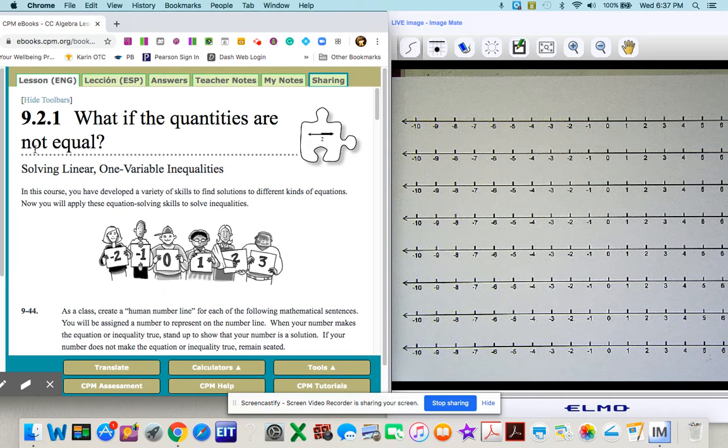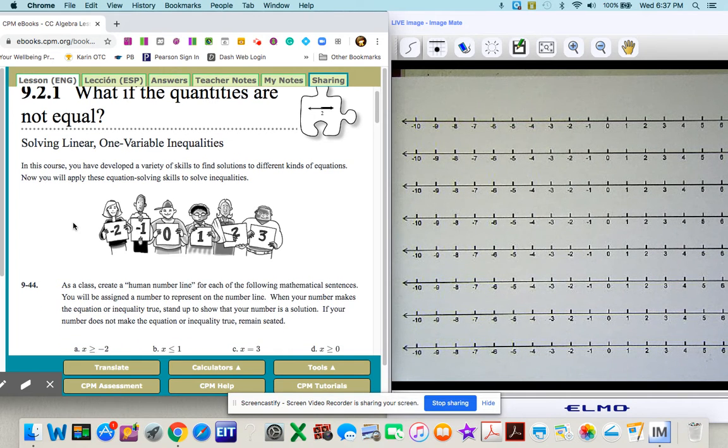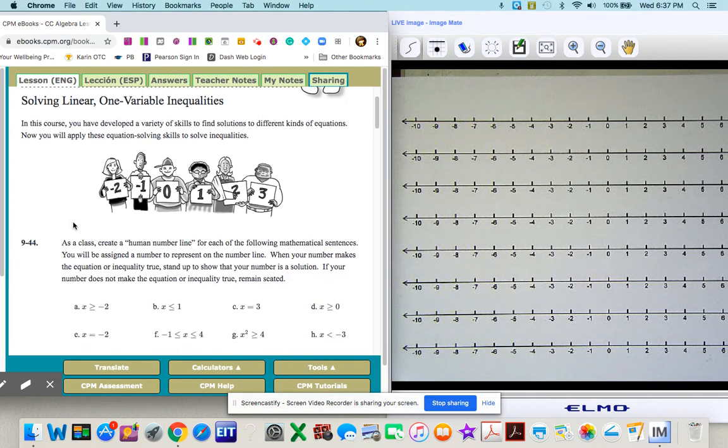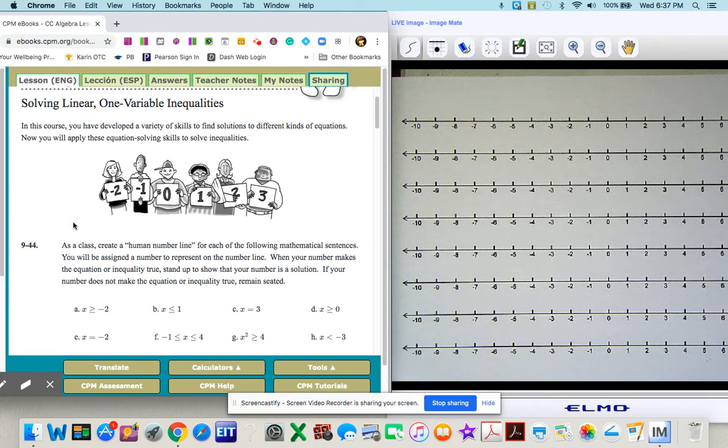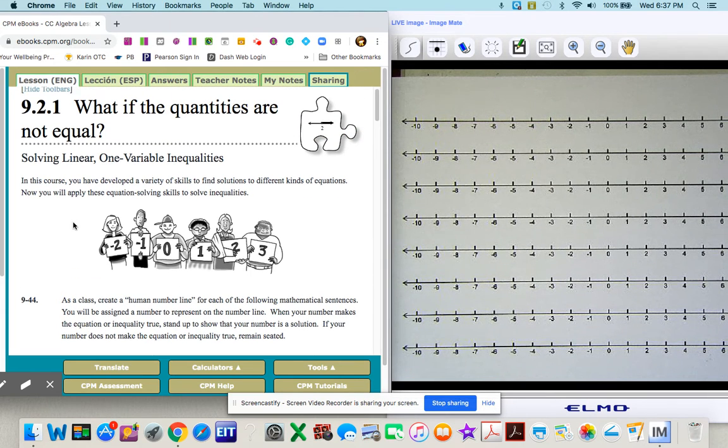So if you look at 9.2.1, it talks about this activity. Okay, so this human number line. Because we're going to make the transition in the second half of chapter 9 from working with quadratic equations to now looking at inequalities. Now, it's probably been quite a while since you've done any inequality work. You might have done a little bit last year in 7th grade. We haven't done a lot with it this year.